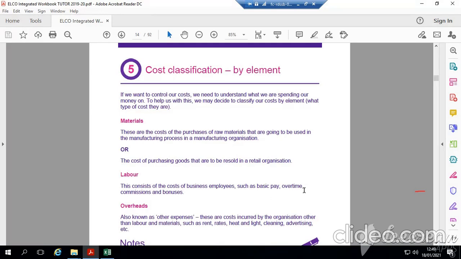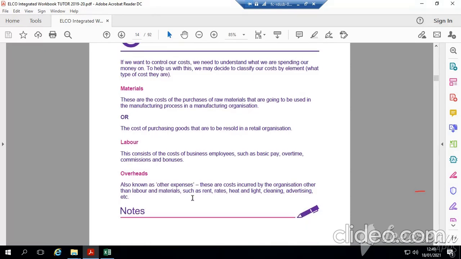So labor could include overtime pay, basic pay, and commission and bonuses. We will explain overtime, commission and bonuses later on in chapters 3 and 4. Then the third cost is going to be overhead. So material, labor, overhead. Material is material used for making product. Labor is the cost of those employees who are directly involved in making a product. And overhead is other expenses in the business, such as cleaning, advertising, heat and light, rent, rates.